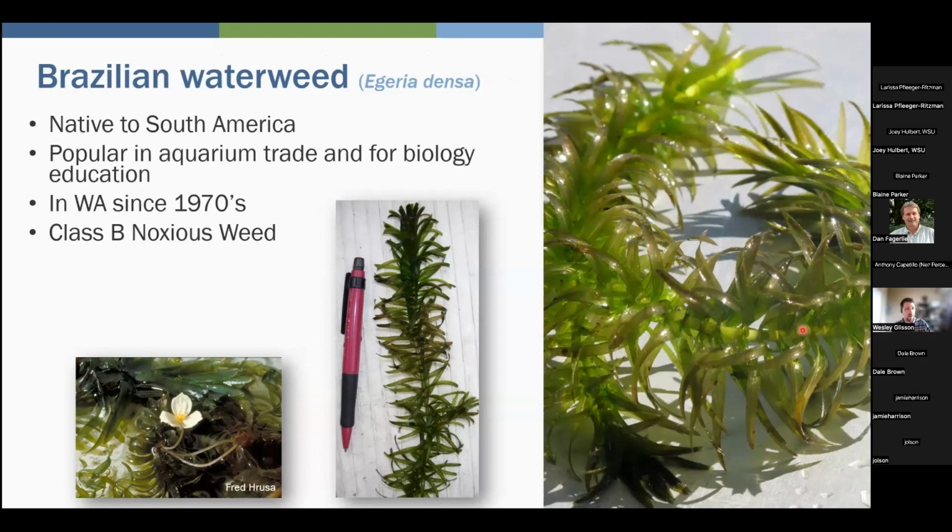It's been in Washington since the 1970s. It's currently listed as a Class B noxious weed. So if you remember, those are ones that are fairly widespread in areas where they don't already occur. They're set to be eradicated, but not in areas where they're already widespread.